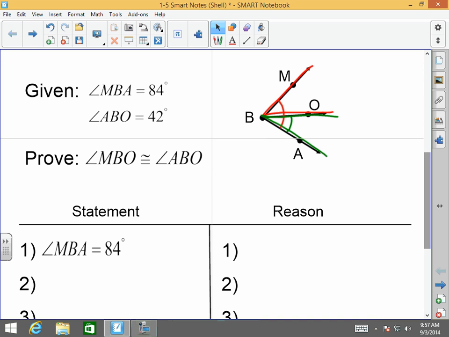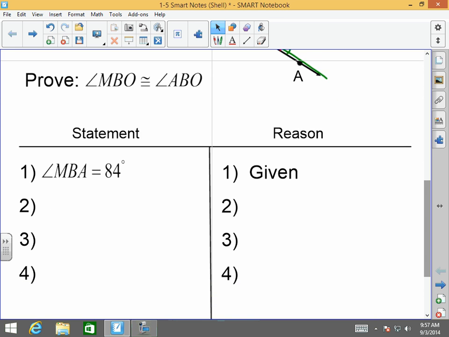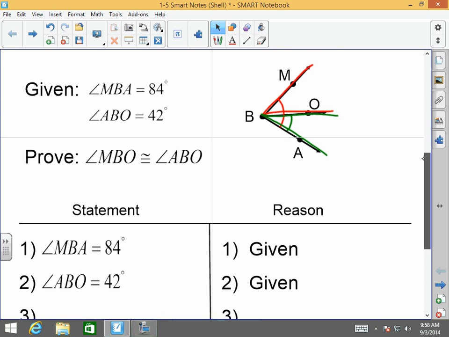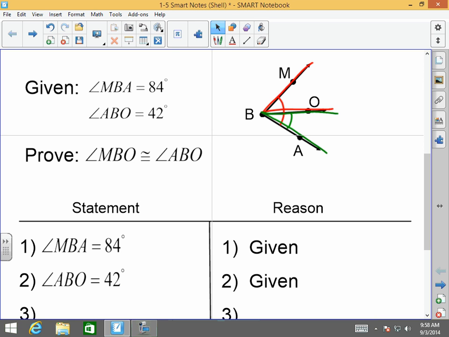Angle MBA is 84. That's a given. By the way, from what I saw in your papers, most of you answered that correctly. Good start. Next, ABO equals 42. That is also given. But now, think about why I labeled this. MBA is the whole entire angle. ABO is this little green part of the angle.